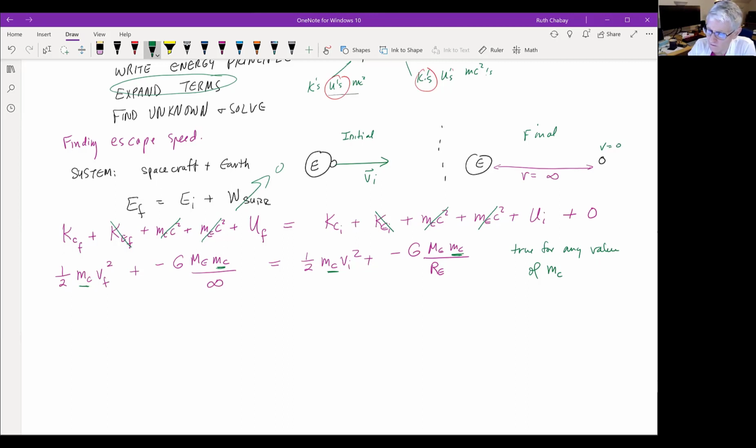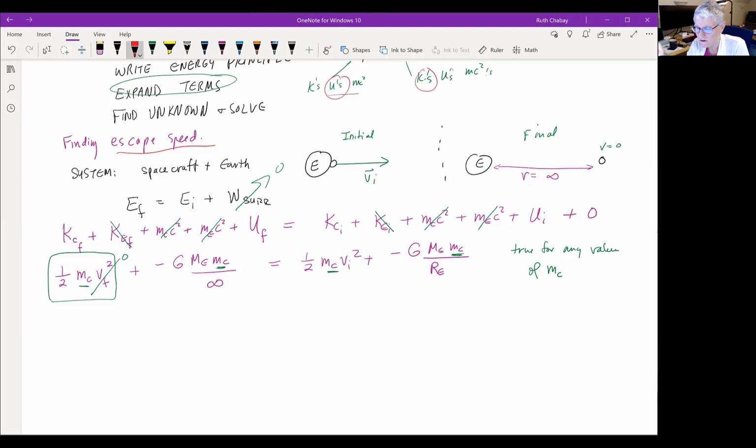And now we can go a little further, because given the definition of escape speed, what is that? What is V final? Yep, V final is 0. So that's 0. And now we're left with an equation that we can solve. So where's our unknown? Well, the escape speed, now we have to think about the problem.